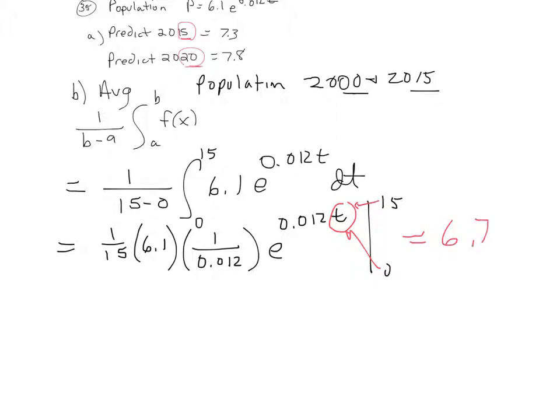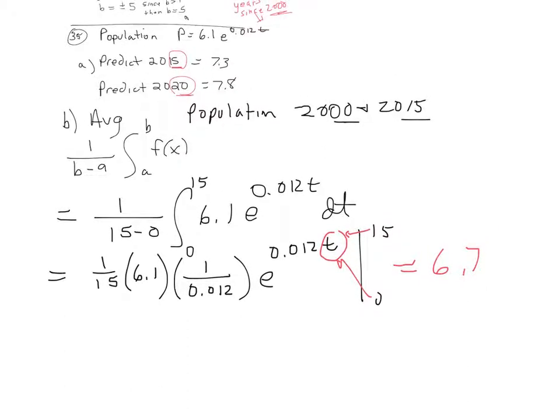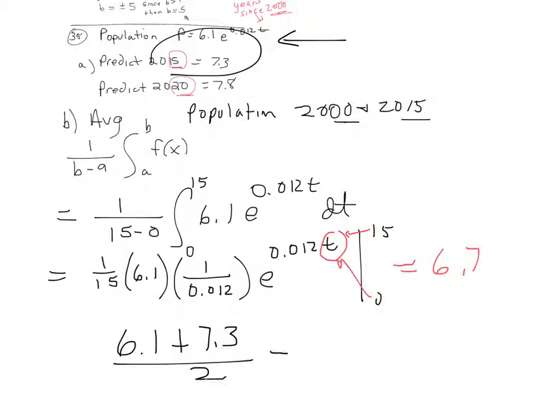Well, if I go back to my original function, right there, and it says the population in 2000, if I plug in 0 into my original function, I would get 6.1. We just found 2015, I would get 7.3. If I average that, guess what? You get the same answer.